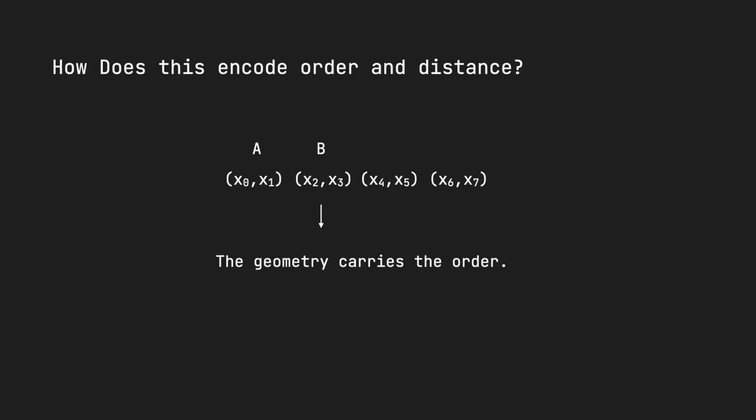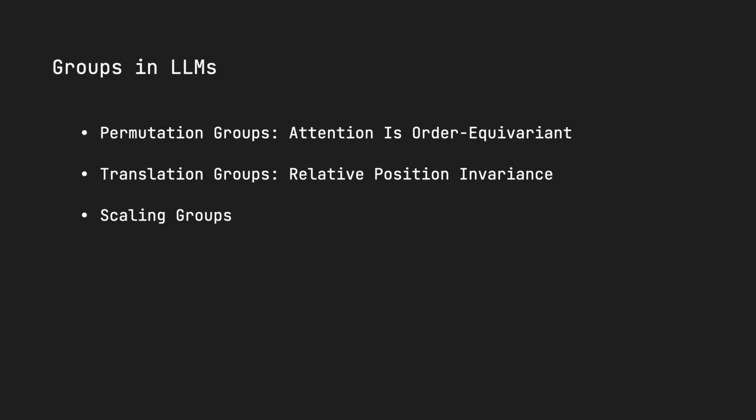So this is a very simple example of symmetries in an LLM. There are other examples we'll look at, which are permutation groups, translation groups, and scaling groups. This is more of a mathematical way of looking at the applications of group theory inside of LLMs.